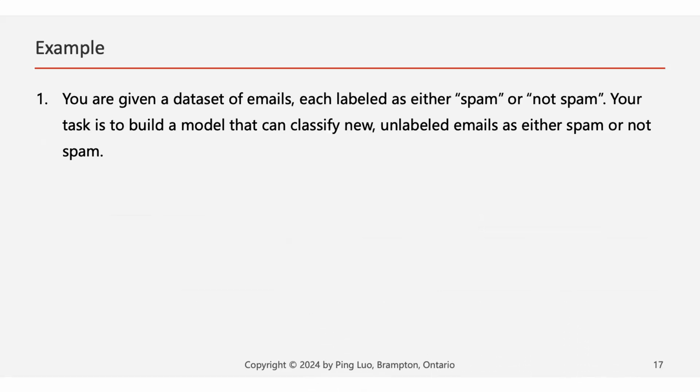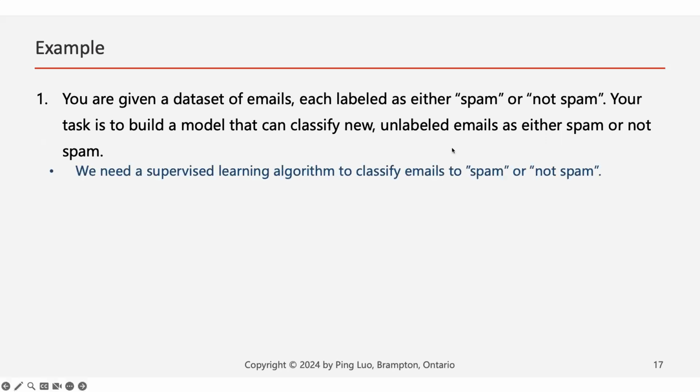So let's see an example. You are given a data set of emails. Each of them is labeled as spam or not spam. Your task is to build a model to classify new emails, to check whether each is a spam or not spam email. What do you think? Is this a classification problem or unsupervised learning? Yeah, that's correct. We need to group them into spam and not spam, and there's a label for the input, so it's supervised learning.